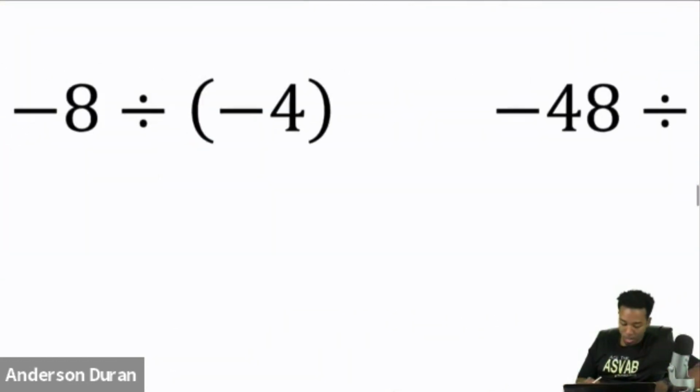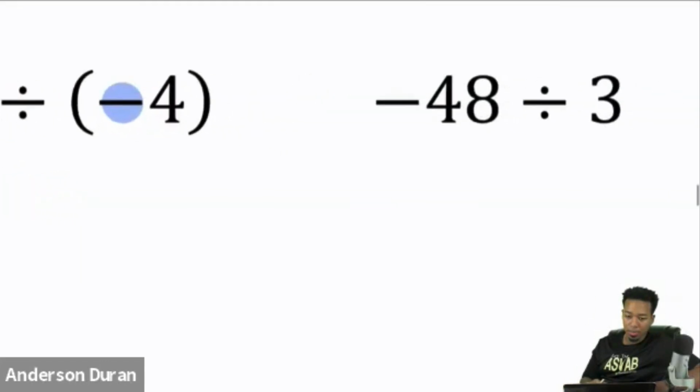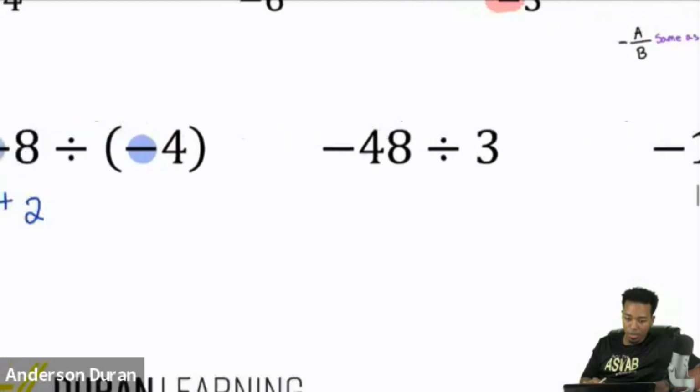Yeah. So here, negative 8 divided by negative 4. Sign first. What's it going to be? Correct. Positive. Same signs. Positive. 8 divided by 4, everybody. 2. Correct. Correcto mundo.